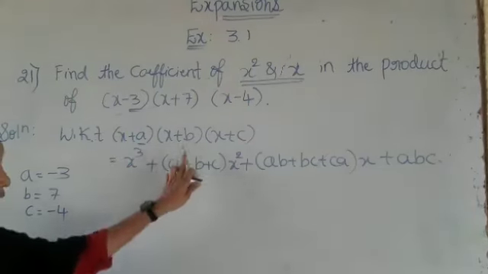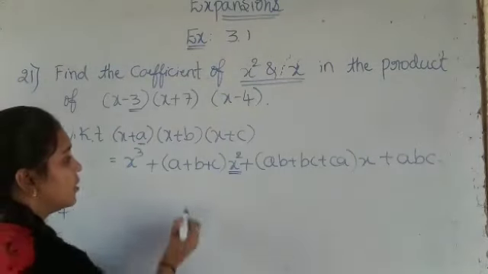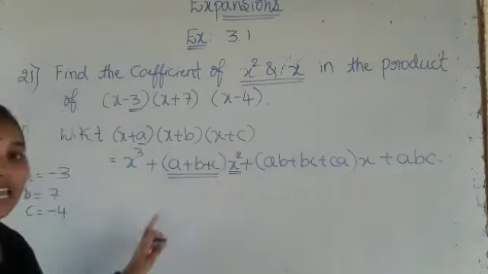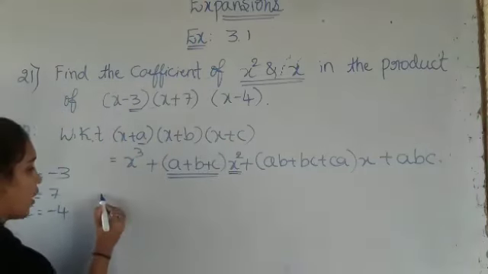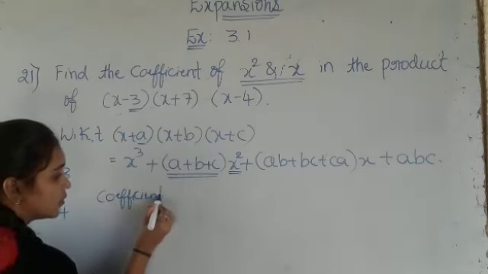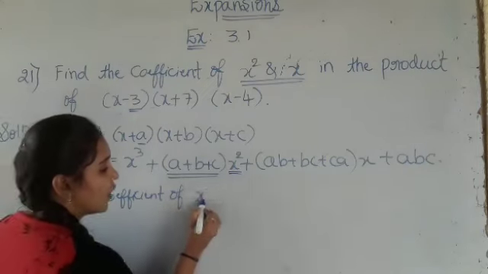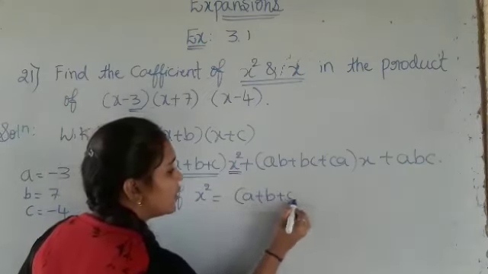So by comparing this expression we will find the coefficient of x square. The coefficient of x square is a plus b plus c. So that is what we have to find, the coefficient of x square.